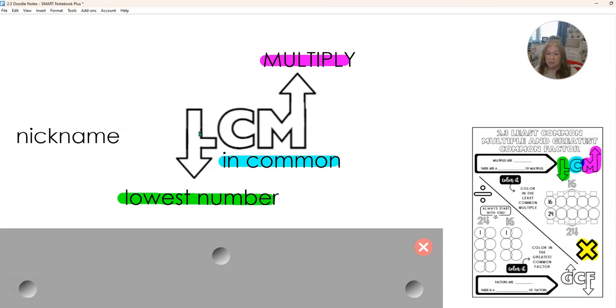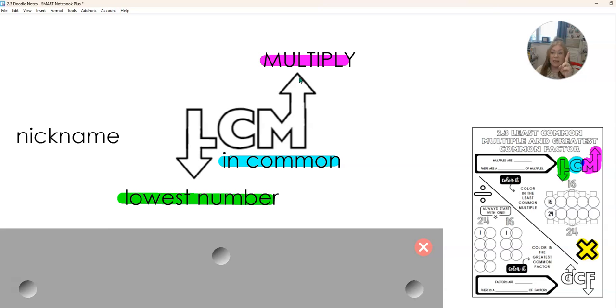So now we're going to talk about its nickname. Its nickname is LCM. You might hear it called that as well. So we're looking at the lowest number, the smallest number that they have in common when you multiply. We can see this L is going down because it's little. That's where people get confused; they want to start making little numbers. But we're finding the littlest number that's multiplied. So in the LCM that you have here, go ahead and write these words out to the side of them, however you want to get those words in there. The lowest number in common when you multiply.